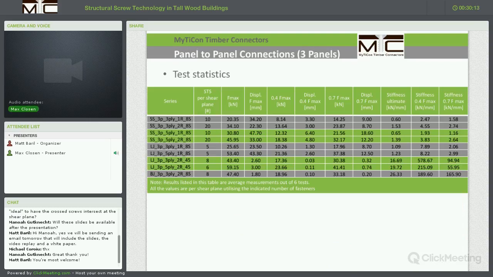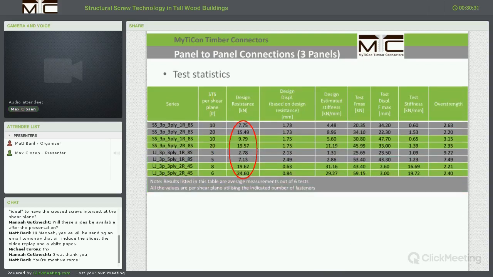Here we have some of the test statistics. This will be available to you later in the PDF file as well. You can see the amount of fasteners that we used in the testing and all the values that we obtained from the testing in regards to deformations at certain points, loads at certain points, and the obtained stiffnesses. More interestingly, we want to look at the design resistances here that we obtained from the design approach that we figured out for these systems.